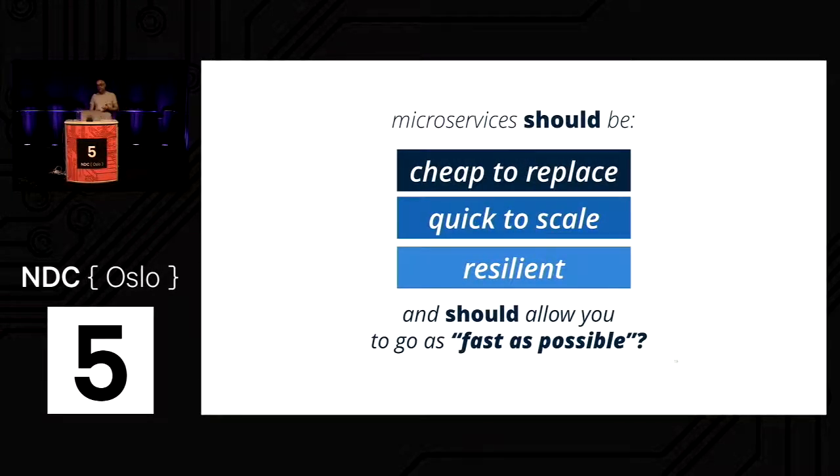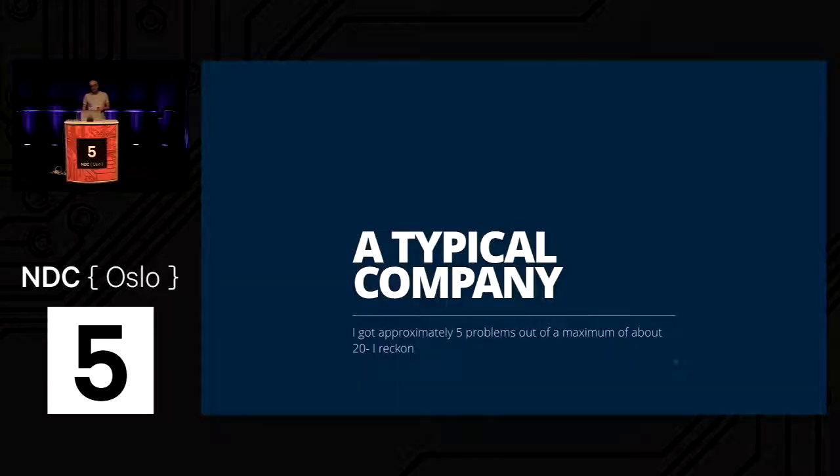So microservices should be cheap to replace, quick to scale, resilient, and to quote Adrian Cockcroft, formerly Netflix, formerly Battery Ventures, and now VP Engineering at AWS, they should allow you to go as fast as possible. That is the goal when we're building services composed of microservices. We want to be able to go as fast as possible. Now, I mentioned I'm going to talk through some of my experiences in the wider world, so I'm going to bring them all together into a set of examples of things I've seen.